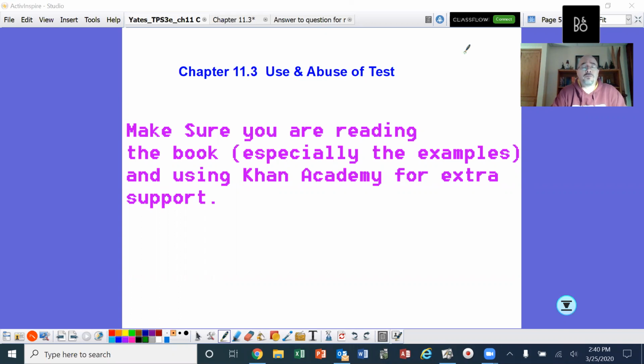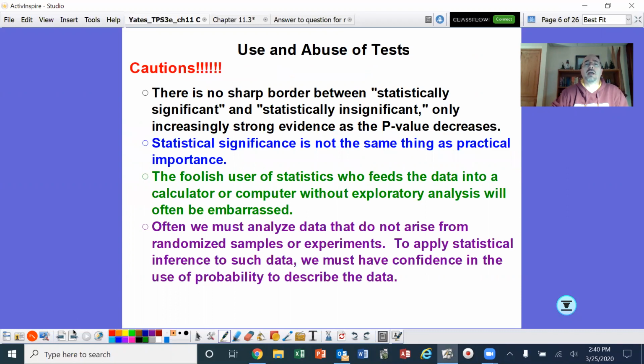It's really important, folks, that you read this chapter. Make sure you read it very carefully, especially the examples, and try to use the Khan Academy for extra support on this. All right, so we're going to just look at one example. Again, there's no math here. You'll understand as we look at it.